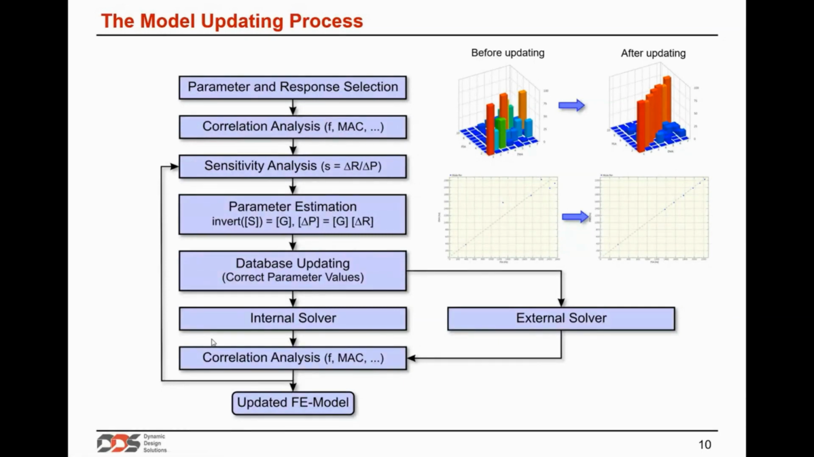So how close simulation should be to test depends on the uncertainty in the test data. Therefore, model updating typically will require fewer iterations than optimization. So 5 to 10 for updating, typically 50 to 100 for optimization.